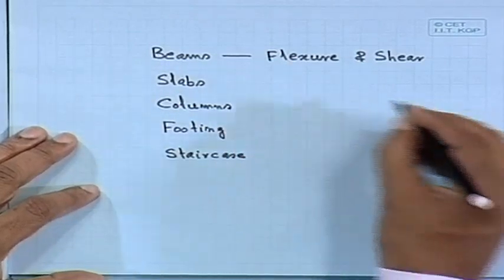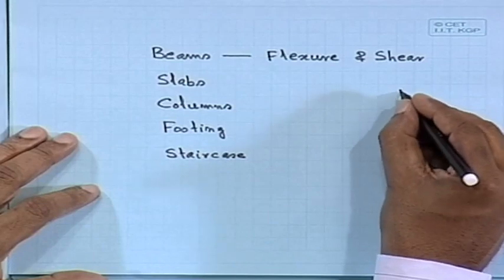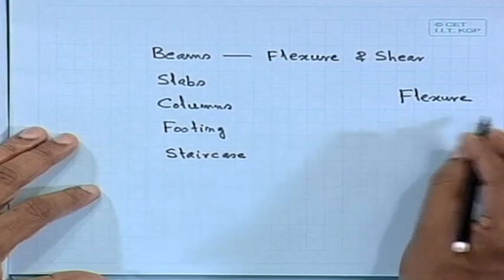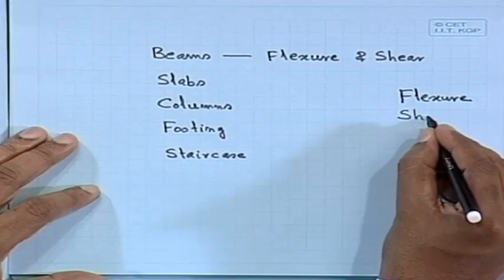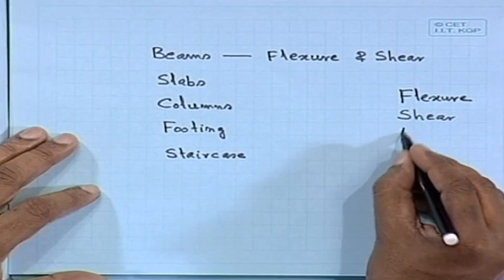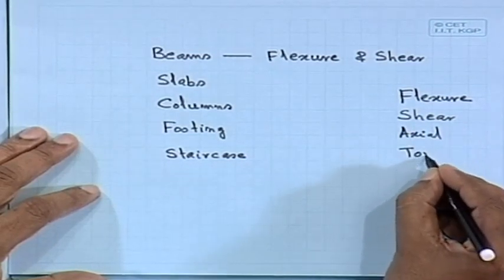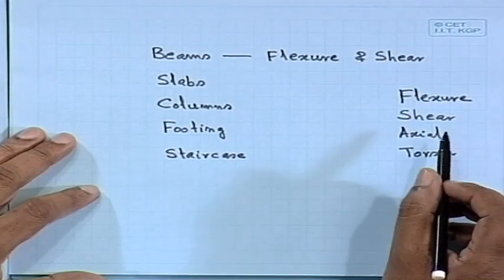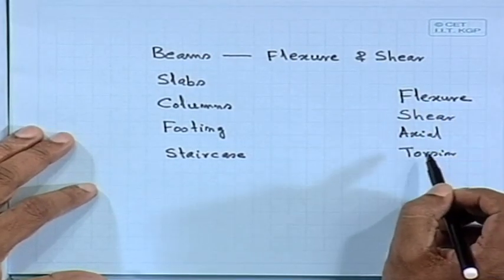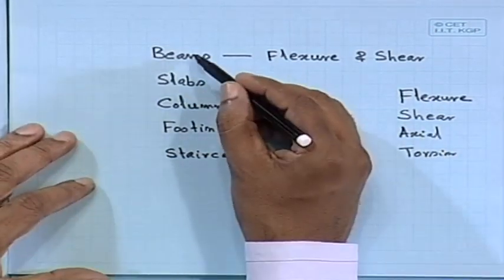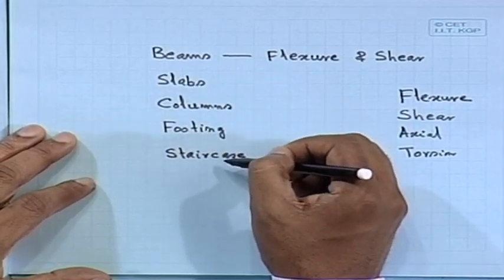So, what were the basic 4 components? One is flexure, then we have shear, axial, and then we have torsion. So, all 4 will not act in any particular element. Elements means here we are talking of beams, slabs, columns, footing, staircase; these are all called modules or elements of a particular building, of a particular structure.